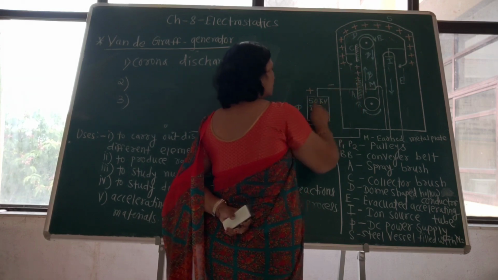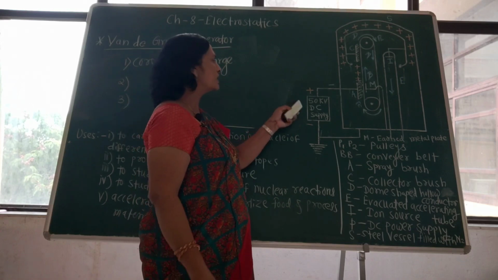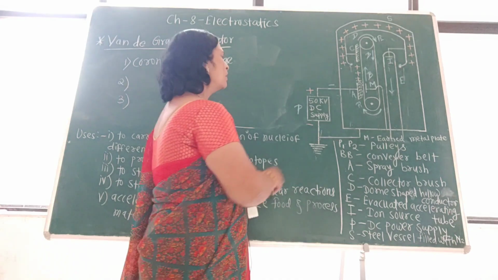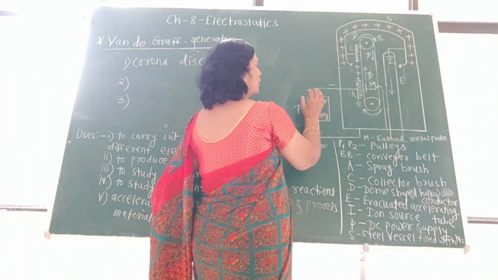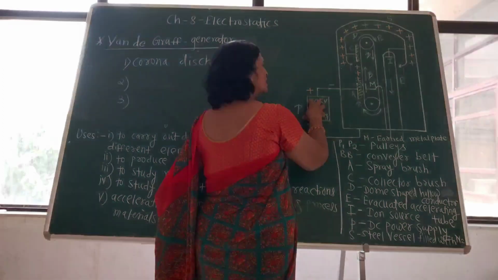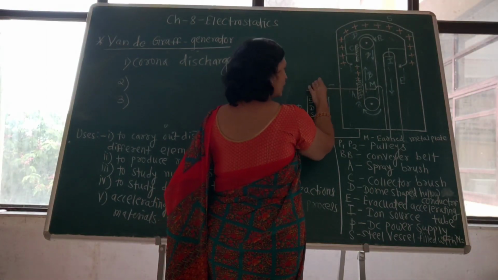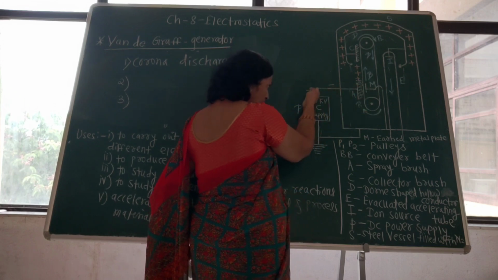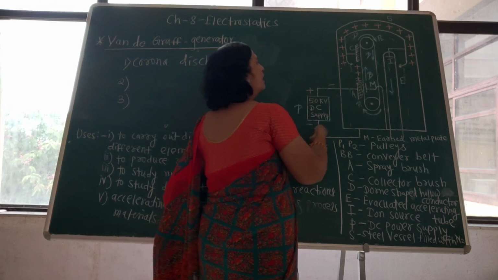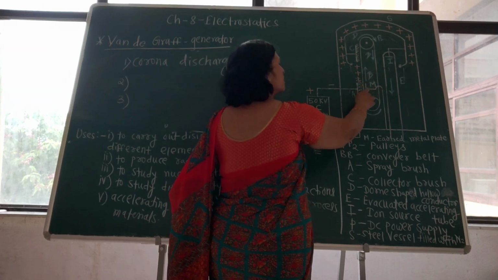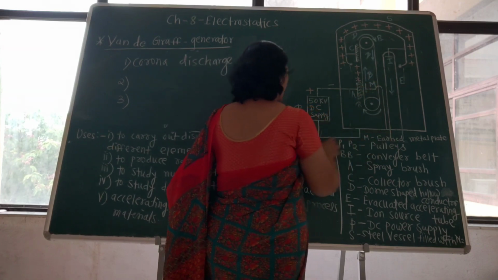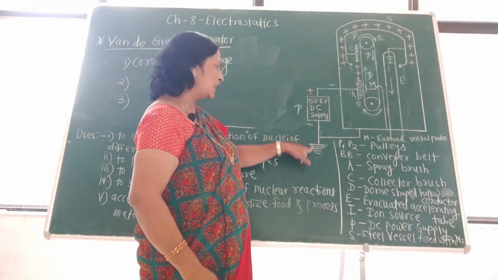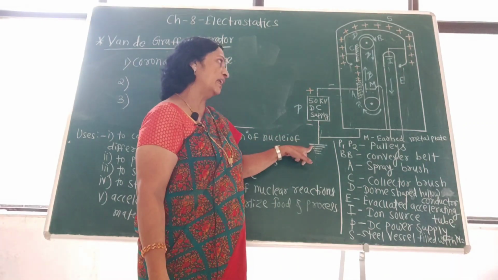Another terminal of this spray brush is connected to a very high DC supply, that is a 50 kilovolt DC supply. When we connect this brush to this DC supply, positive charge transfers to this spray brush and negative charge transfers in this direction. Opposite to this spray brush, metal plate M is connected to the earth, so that the circuit gets completed and negative charge goes towards the earth terminal.